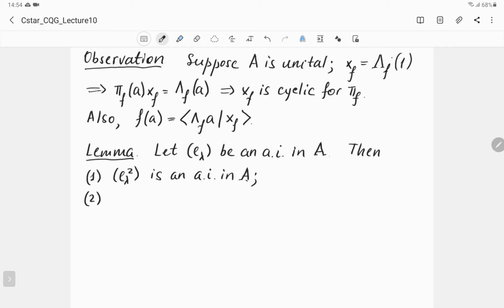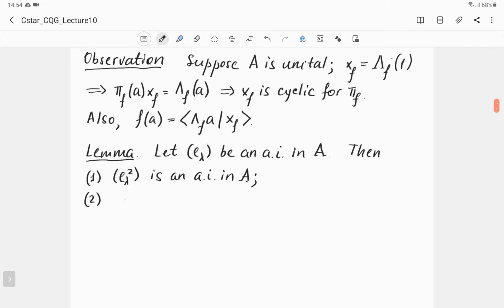And second, if we send this approximate identity to the respective Hilbert space, lambda f plus of e lambda, then this goes to the canonical image of the identity in the unitization of A. So this converges in HF plus.